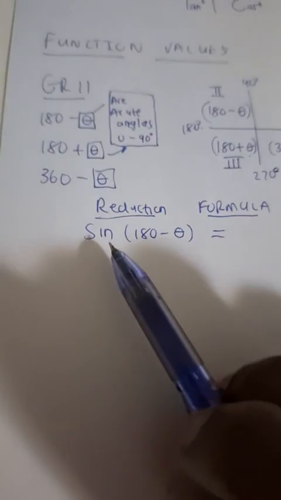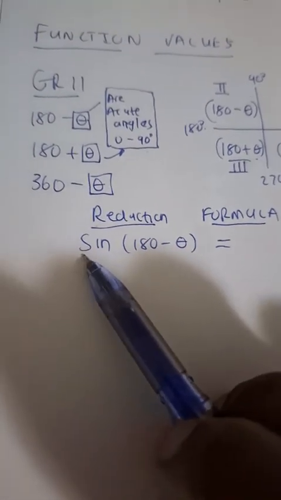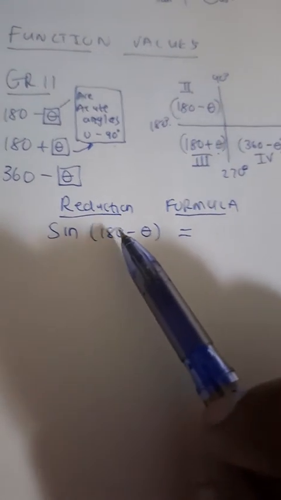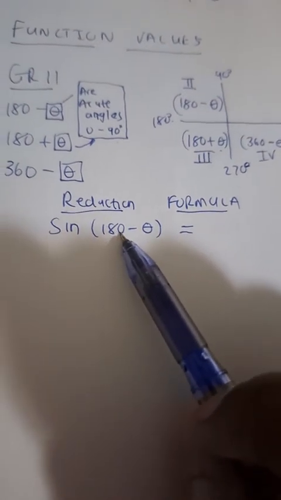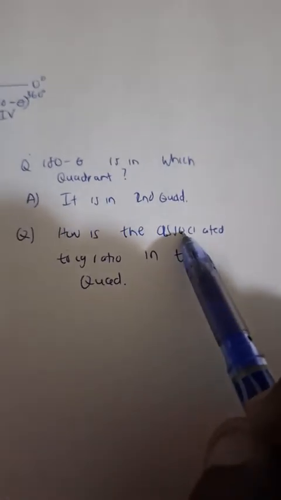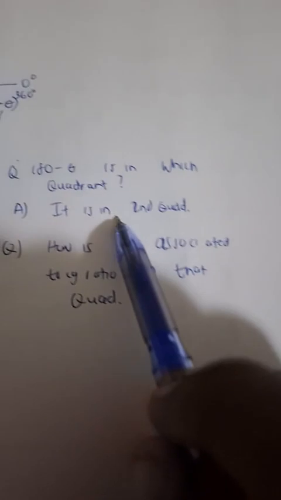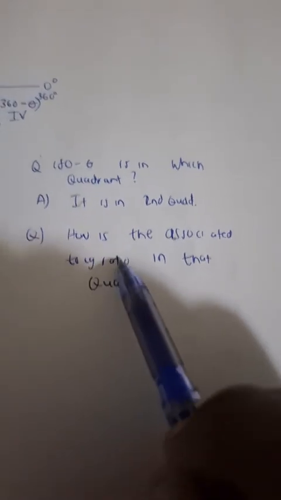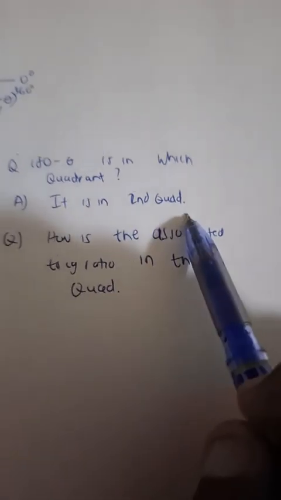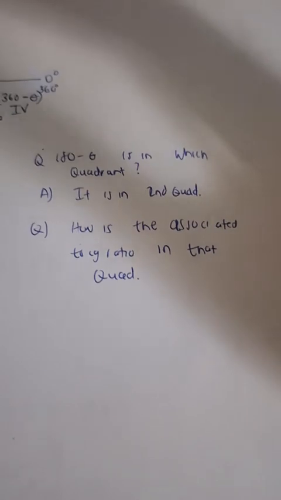Now guys, remember, the associated trig ratio to this function value is sine. So we asked ourselves, 180 minus theta is in which quadrant? And we answered that it is in the second quadrant. The next question: how is the associated trig ratio? In other words, how is sine in the second quadrant? Do you guys still remember? Is sine positive or negative?